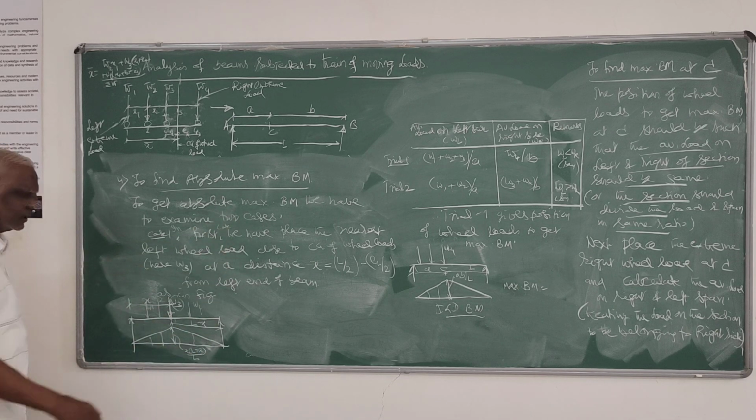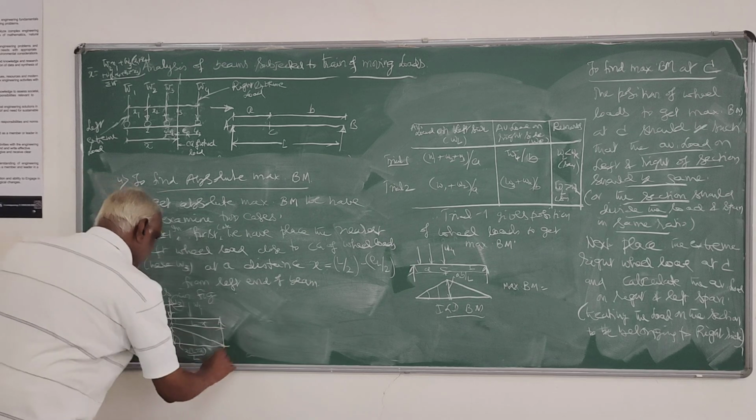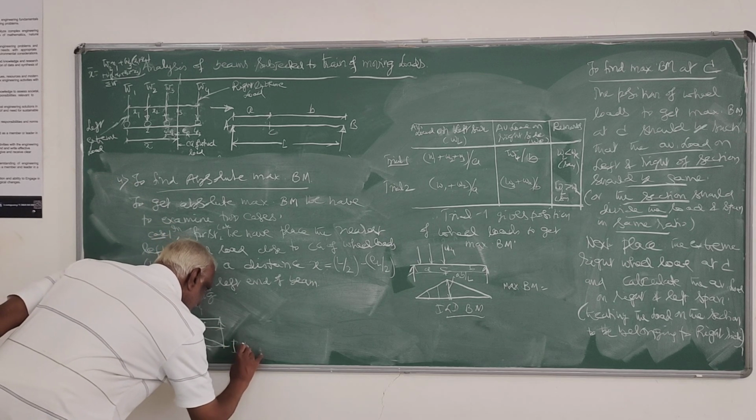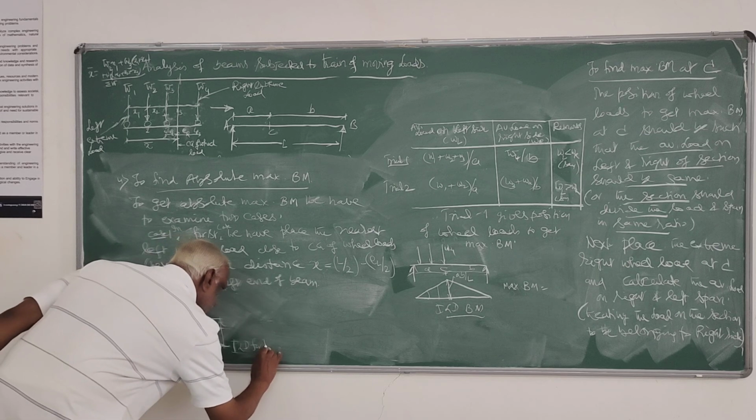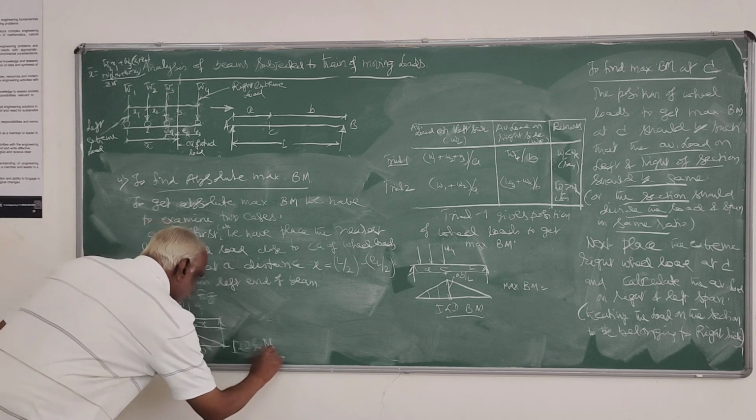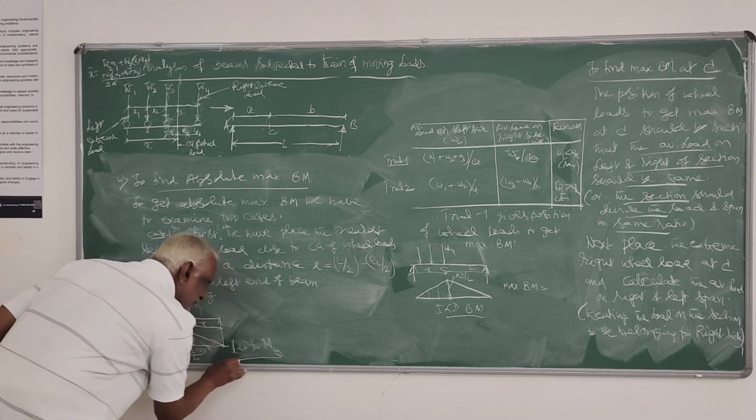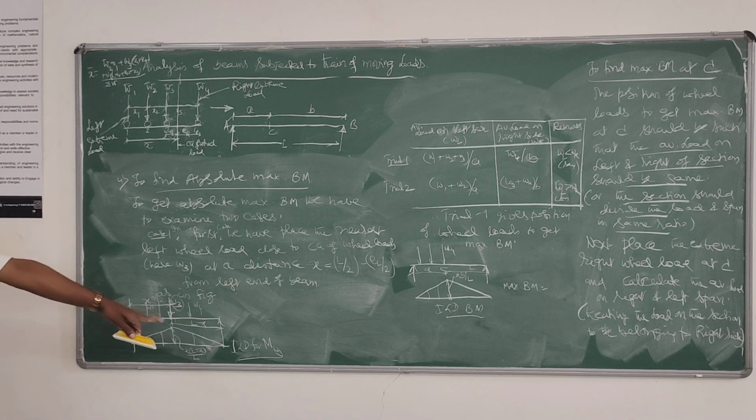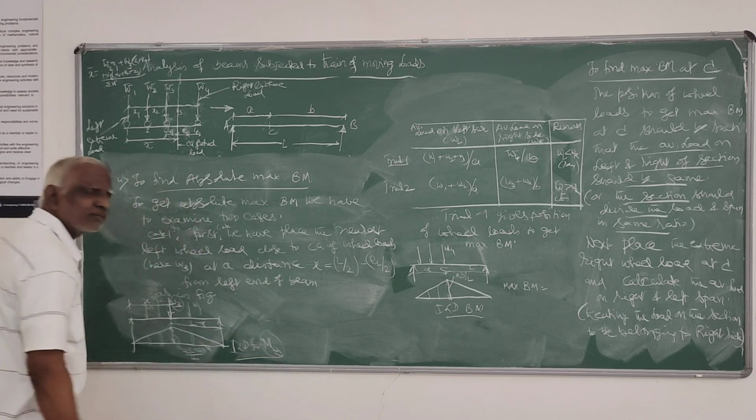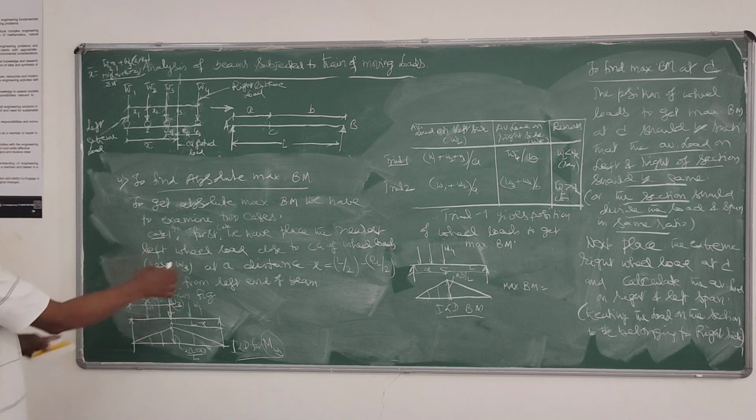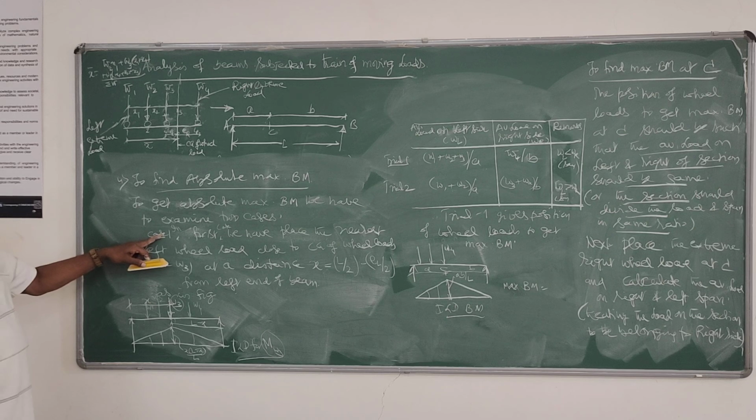Then find out M for this. So this is the ILD for M under W3. That is very important. Not at any point, not at C, it is not at the center of span also. It is at W3. So you have to be very, very careful.